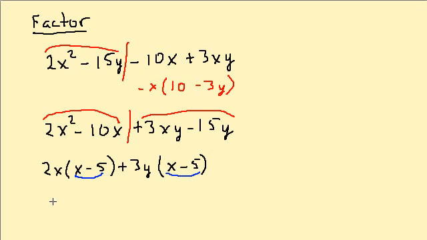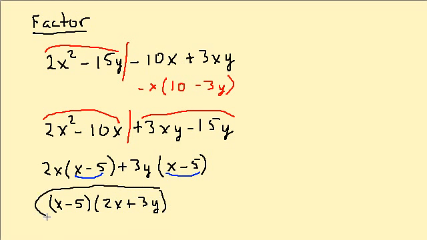So my final answer is going to be x minus 5, factor that out, and that's going to leave me with 2x plus 3y. And there's my final answer.